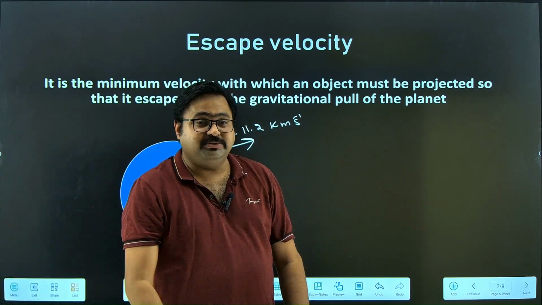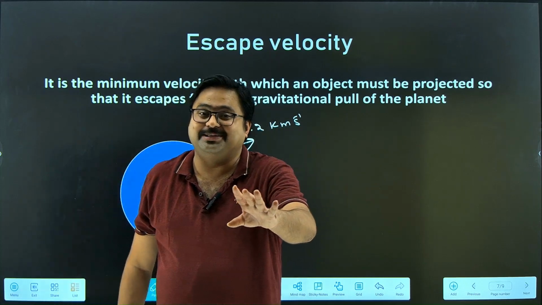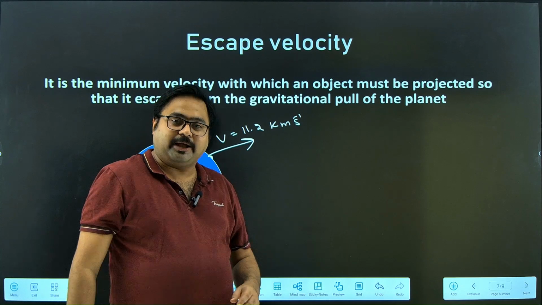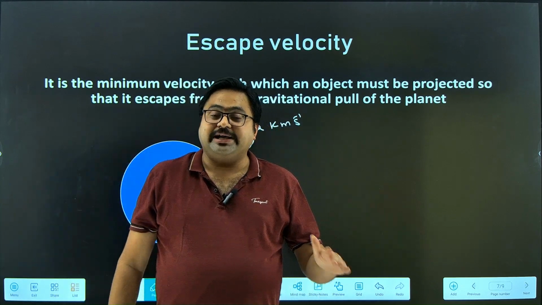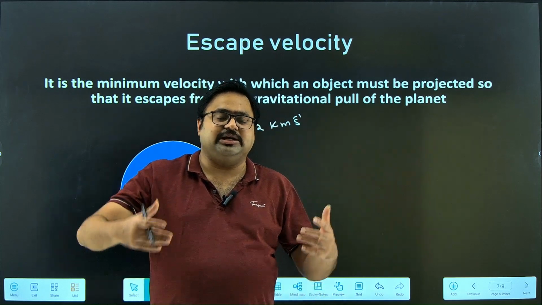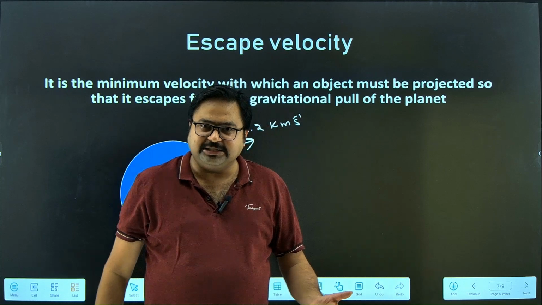So if you take an object, you throw it at 11.2 kilometer per second. It's not meter per second, by the way. It's kilometer per second. If you throw it at that speed, it's never going to come back. That's what is called escape velocity. If you throw it any faster than that, of course, it will keep going even after it completely escapes the Earth's gravitational pull.